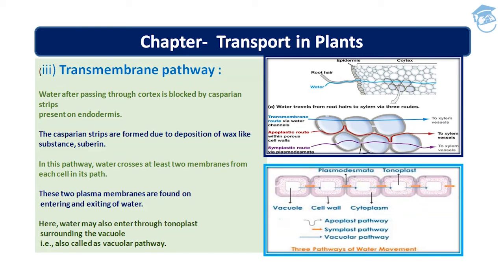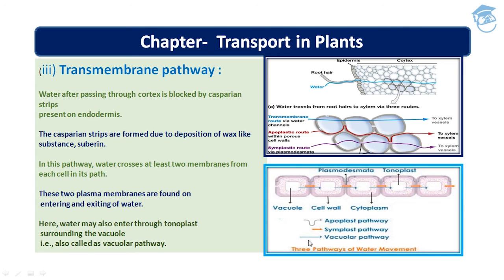Okay, now we'll talk about the third pathway, and that is transmembrane pathway, students. Okay, so water after passing through cortex is blocked by Casparian strip. Casparian strip, I just taught you that it's a wall which has a deposition of suberin and lignin. So water after passing through cortex is blocked by Casparian strip, which is present on the endodermis. So the Casparian strip is formed due to deposition of a wax-like substance called suberin or lignin. In this pathway, water crosses at least two membranes from each cell in its path.